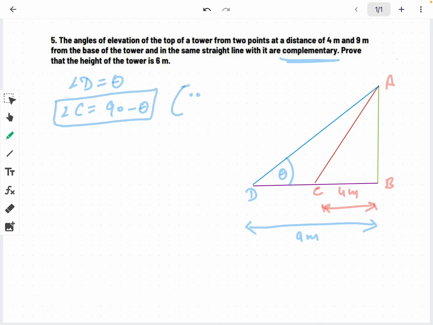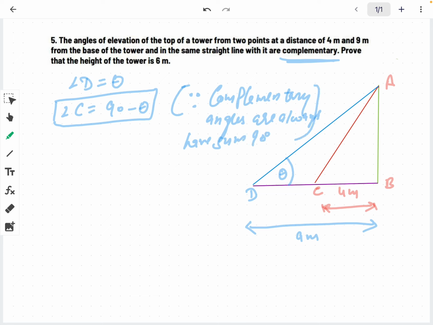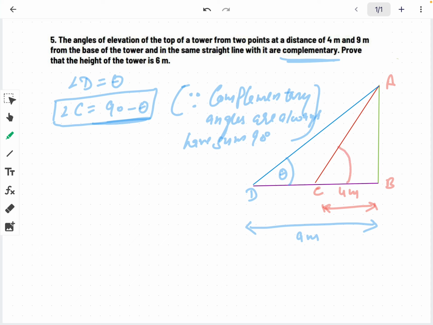Why? The reason is complementary angles always sum to 90 degree. So one is theta, another one is 90 minus theta. So let us draw this as 90 minus theta.